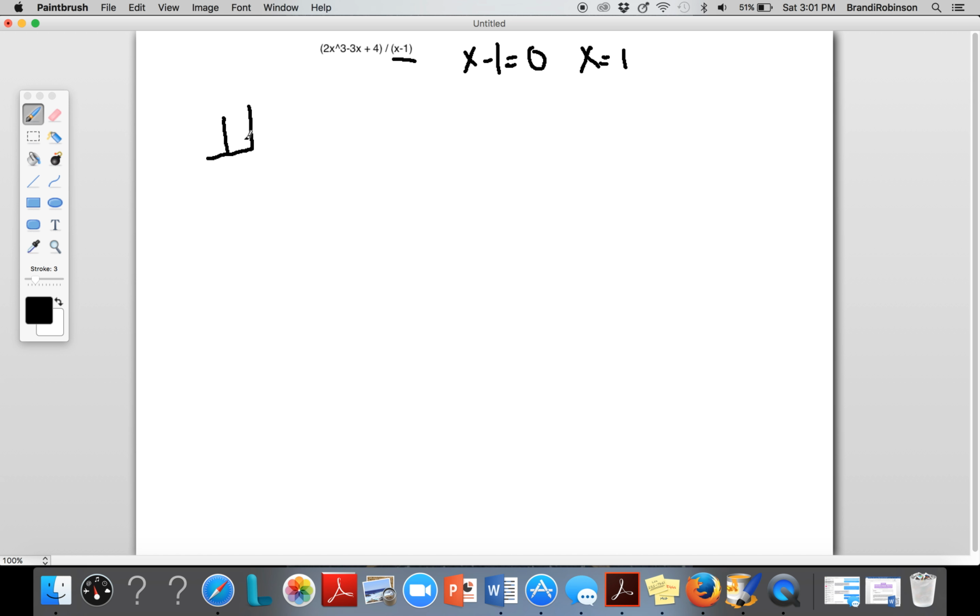And that's one of the first places we see a mistake, because students use the wrong sign in the box. So when we're trying to figure out what number to put in the box, we want to be specific and make sure that we're setting that divisor equal to 0. Now we're going to list the coefficients.